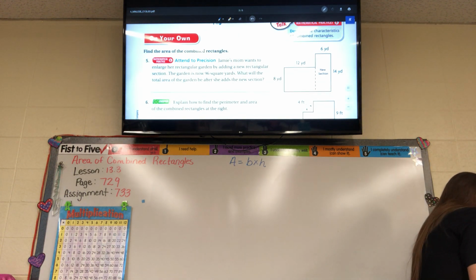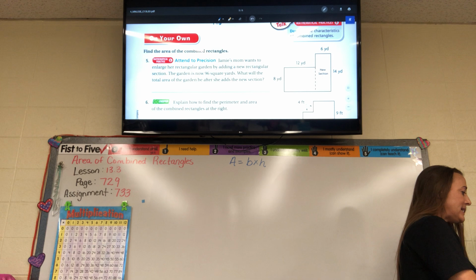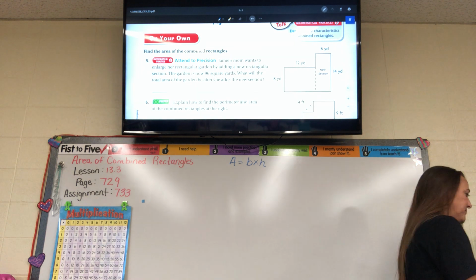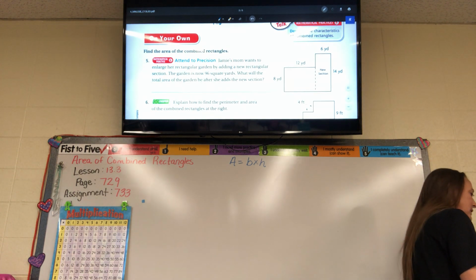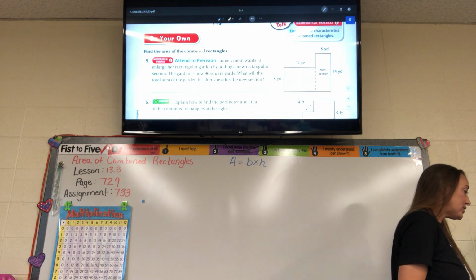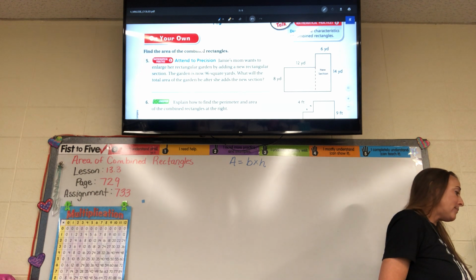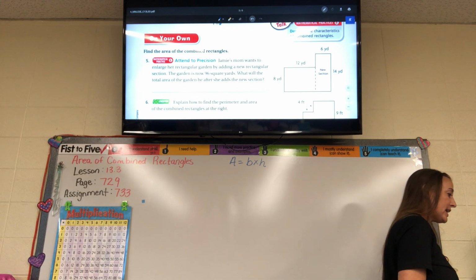Okay. Find the area of combined rectangles. Math practice, attend to precision. Jamie's mom wants to enlarge her rectangular garden by adding a new rectangular section. The garden is now 96 square yards. What will the total area of the garden be after she adds the new section?